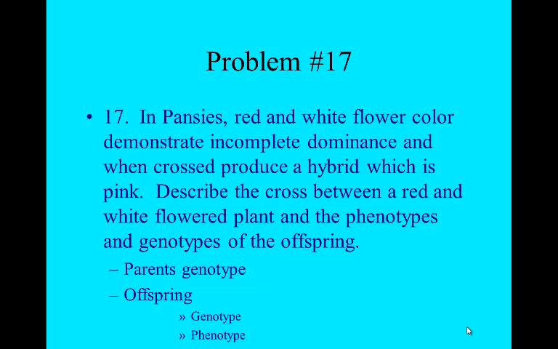Okay, again, I added some problems. Problem number 17 describes the cross between a red and white flowered plant. Now, if we choose the letter big R to describe red and little r to describe white, the red plant would be big R, the white flowered plant would be little r. Each of them would only give one of their alleles to the offspring, so the red one would give its big R, the white would give the little r, and so the genotype of all the offspring would be big R, little r. Again, because it's incomplete dominance, the phenotype for the heterozygous individuals is going to be pink.